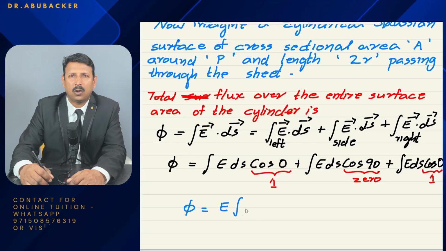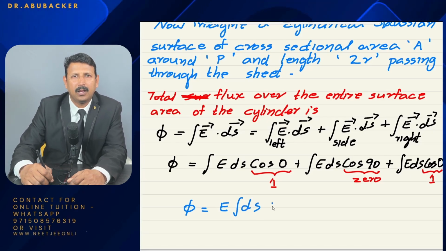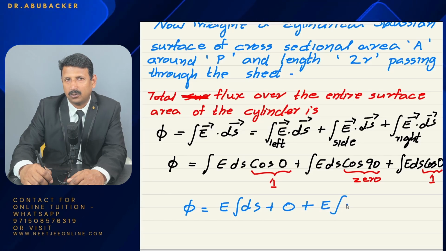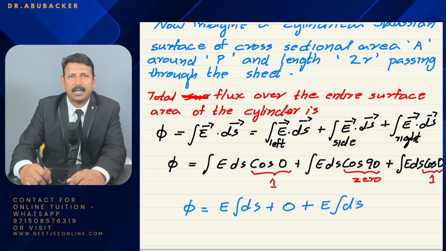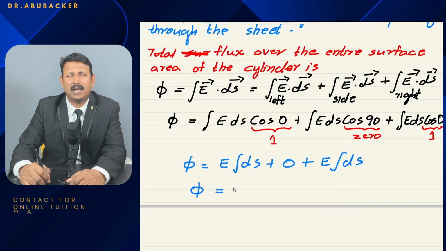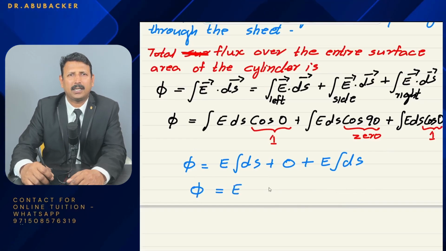So what does not exist, there is no need to write, right? The first part exists. E goes outside because it is constant. So E integral ds plus 0 plus E integral ds. Simple, understandable. That's why I'm not repeating again.